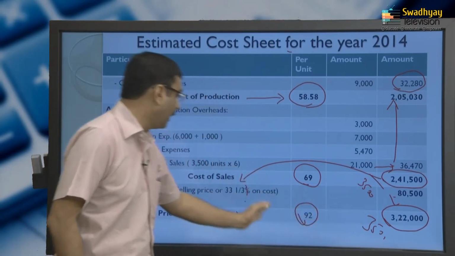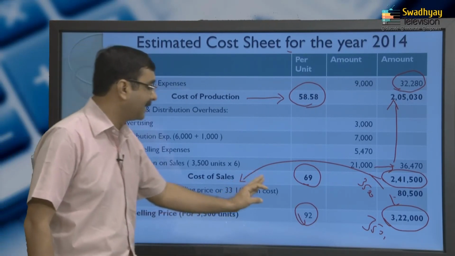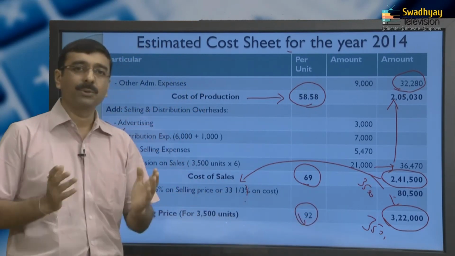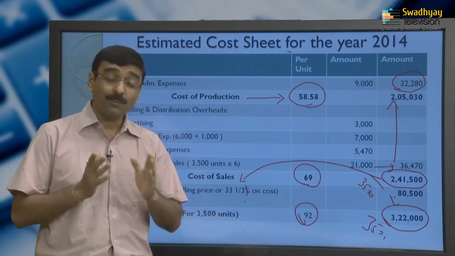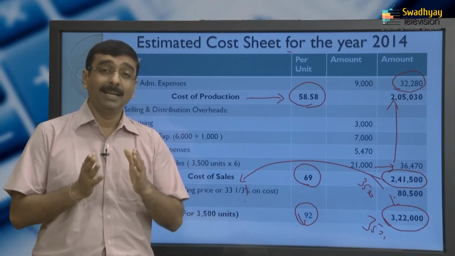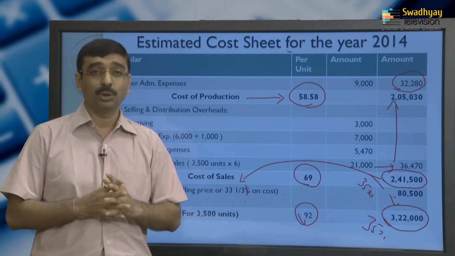And in this way, you can identify the number of units is 3,500, the sales price per unit comes to 92 rupees, and the total amount of sales comes to 3,22,000. This is the estimated cost sheet for the year 2014, and this is the solution of the estimated cost sheet or tender cost sheet for the year 2014.